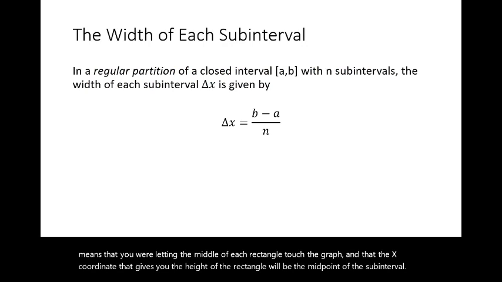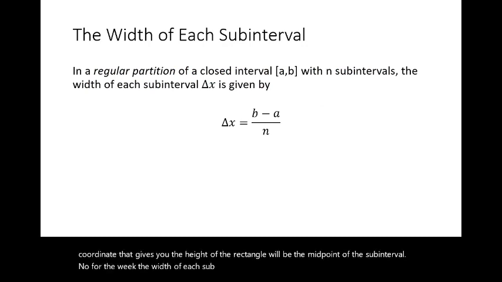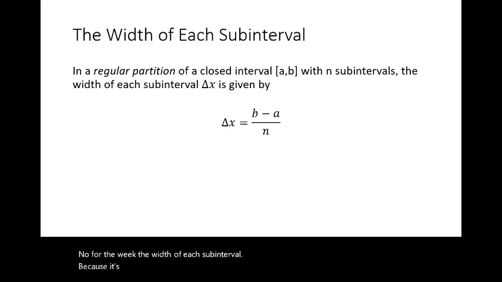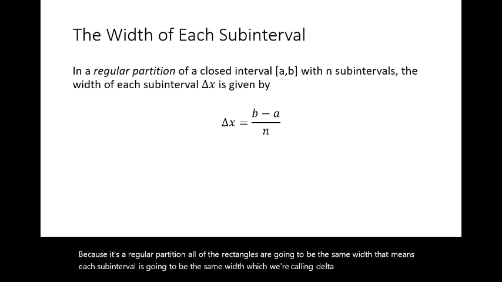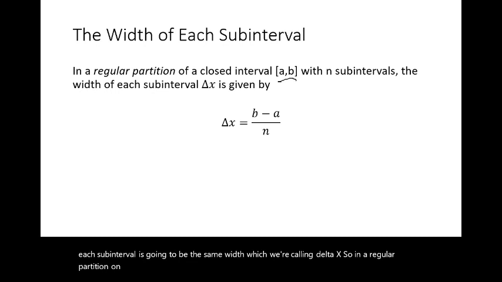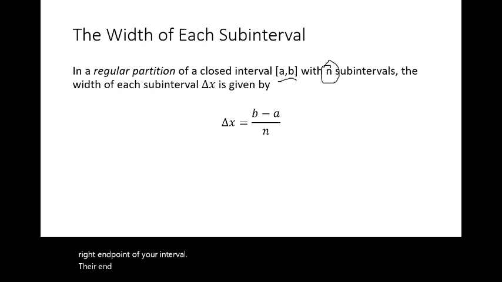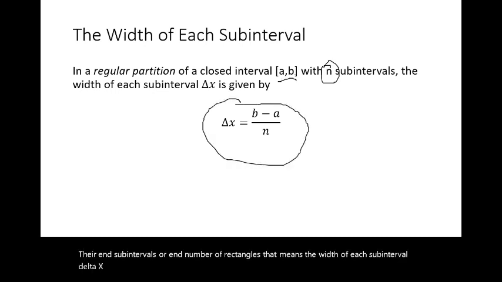Now for the width of each subinterval, because it's a regular partition, all of the rectangles are going to be the same width. That means each subinterval is going to be the same width, which we are calling delta x. So in a regular partition on a closed interval a to b, so a is the left endpoint of your interval and b is the right endpoint of your interval, there are n subintervals, or n number of rectangles. That means the width of each subinterval delta x is given by this formula. So to find the width of each subinterval, you take the width of the overall interval, b minus a, then you divide it by n, the number of rectangles.